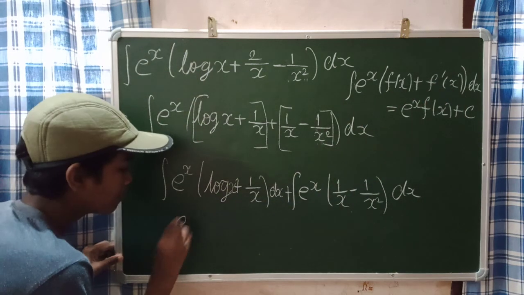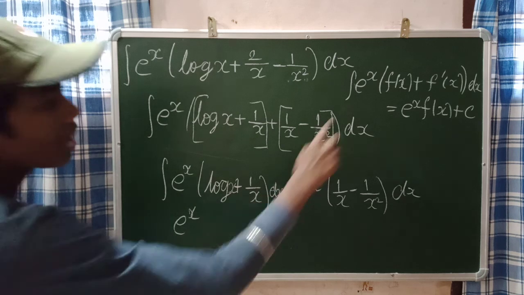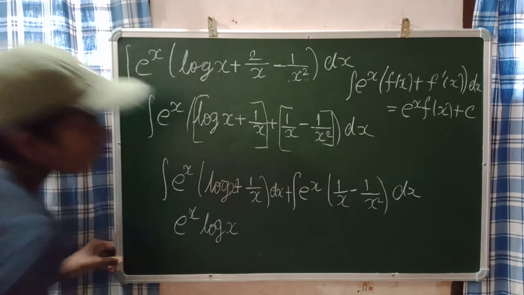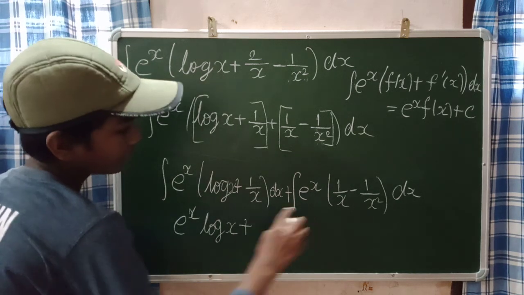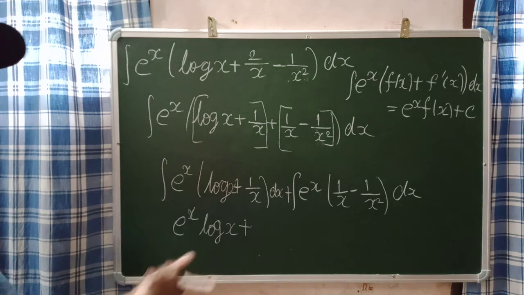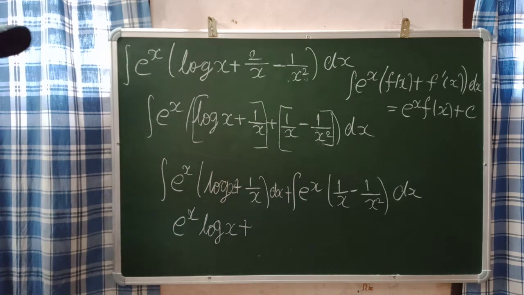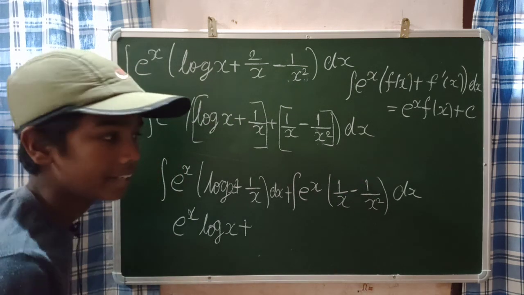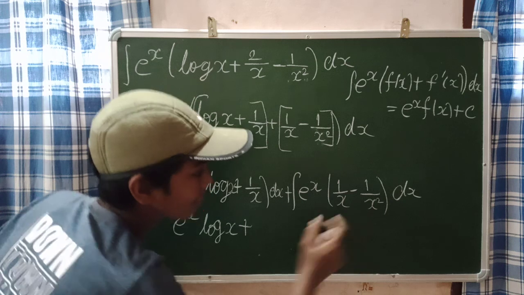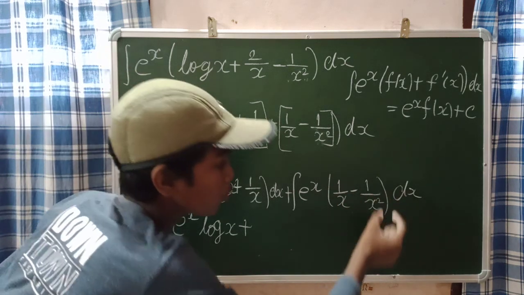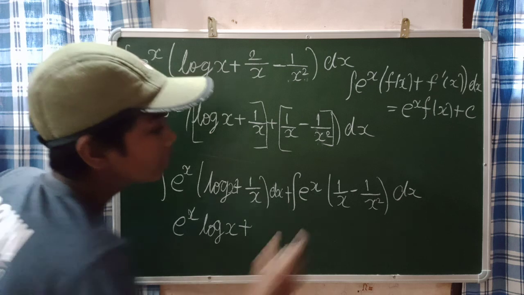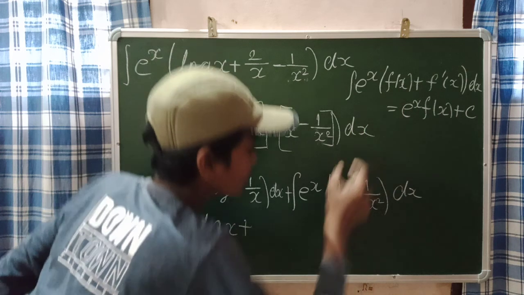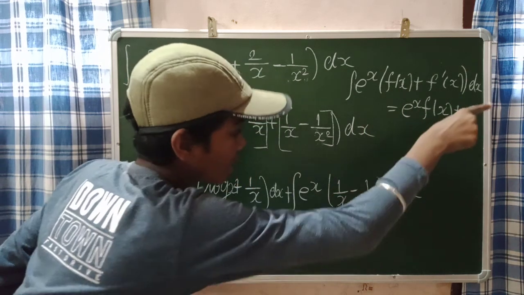So this can be written as e power x of f of x, where f of x will be log x, and f dash of x is 1 by x, plus integral of e power x of (1 by x minus 1 by x square). We know that 1 by x's derivative will be minus 1 by x square, right? Minus 1 by x square is the derivative of 1 by x. The differentiation of 1 by x will give us minus 1 by x square. So 1 by x will be f of x and minus 1 by x square will be f dash of x.